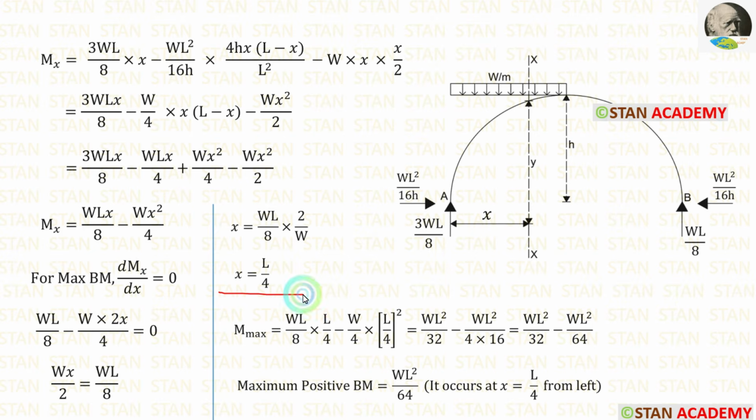Let us apply x is equal to L by 4 in this equation. After applying, we are getting this. 4 8s are 32. 4 square, we will get 16. 16 into 4, we will get 64. Then we can use calculator. 1 by 32 minus 1 by 64, we will get 1 by 64. So the maximum positive bending moment is equal to WL square by 64. And it occurs at x is equal to L by 4 from the left.